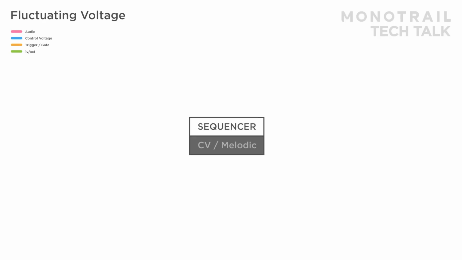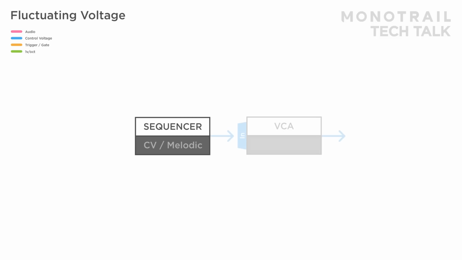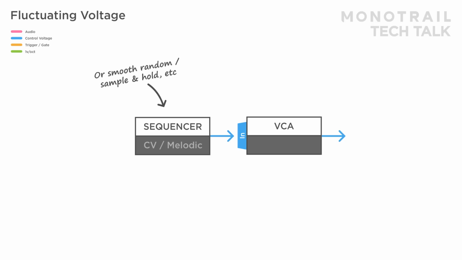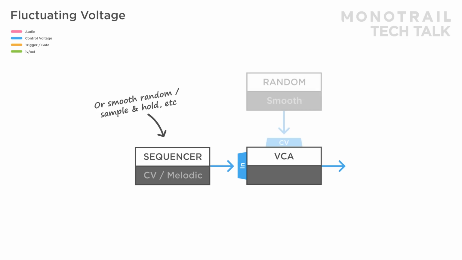To add more variation to a fluctuating voltage, you can control and modulate the depth by sending it through a VCA. It doesn't matter if the voltage is a smooth random signal, sample and hold or sequencer. If you modulate the VCA with another random voltage or something like a slow LFO, you create a signal that varies in strength and is even more dynamic.